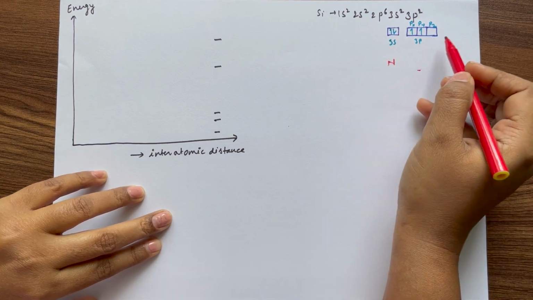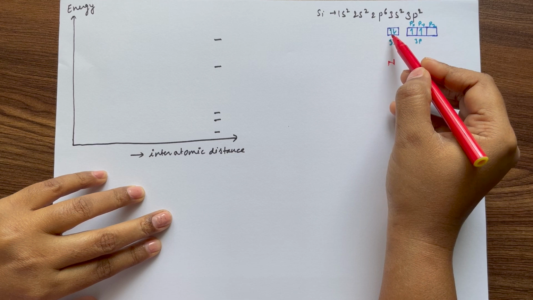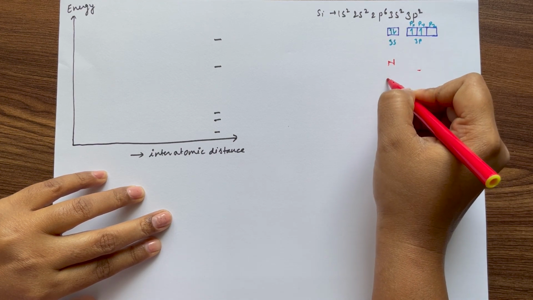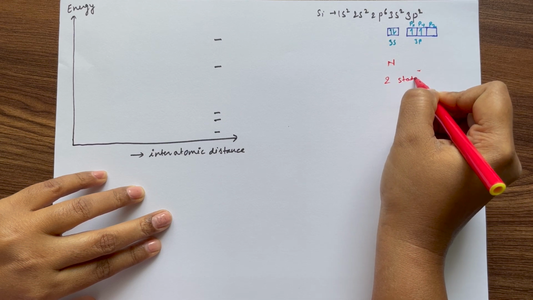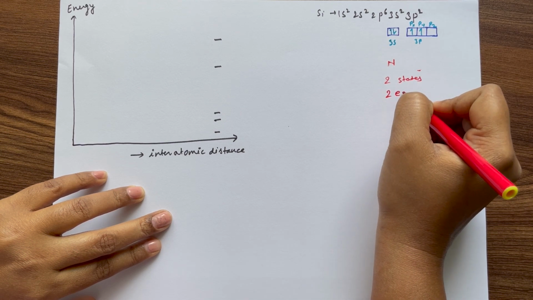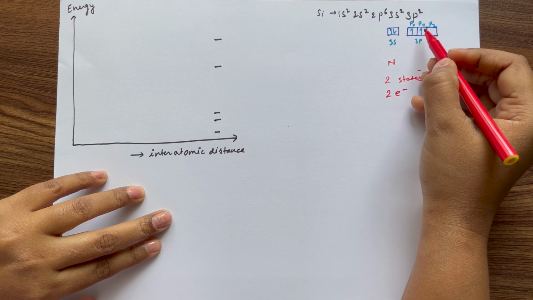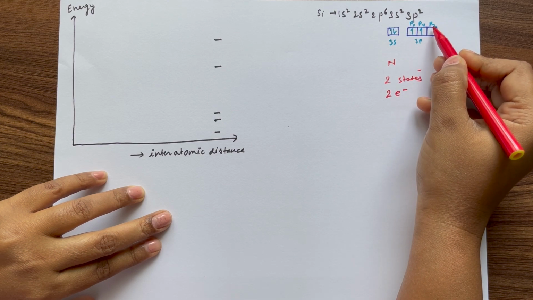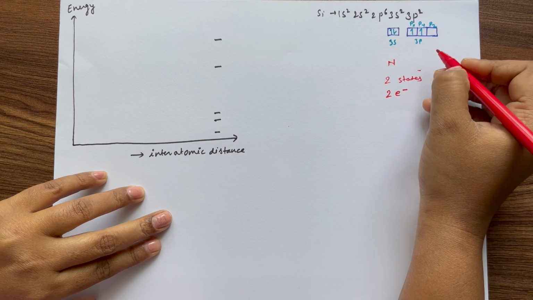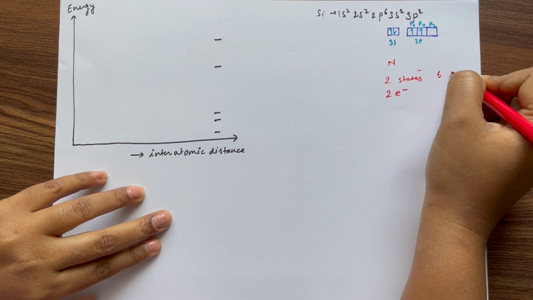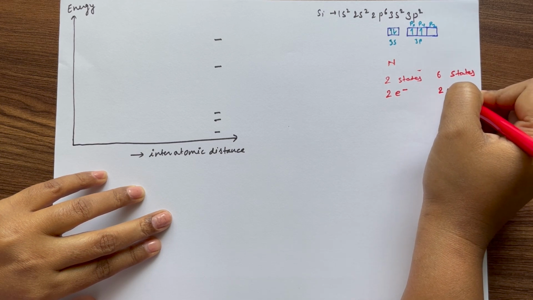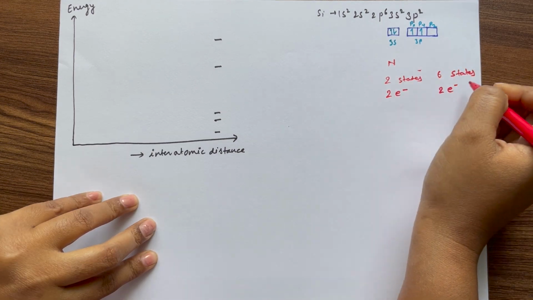For an isolated silicon atom, in 3s orbital there are 2 states that electron can occupy and it is filled with 2 electrons. So there are 2 states available and it is filled with 2 electrons. For p orbital, there are 6 states available, 2 states each in px, py, pz, but we have only 2 electrons filled. So there are 6 states available and only 2 electrons filled. So this is for isolated atom.